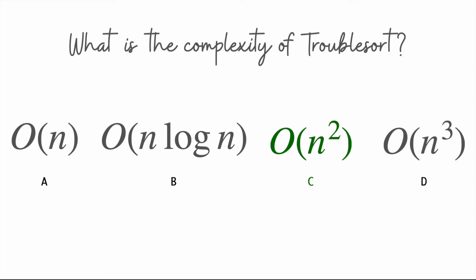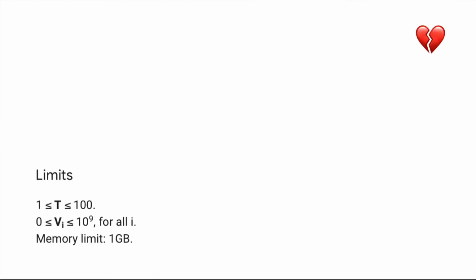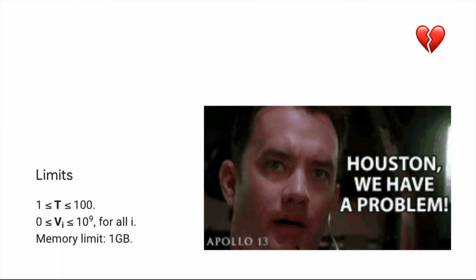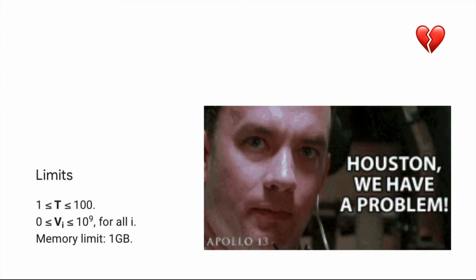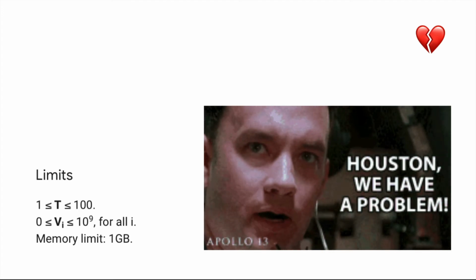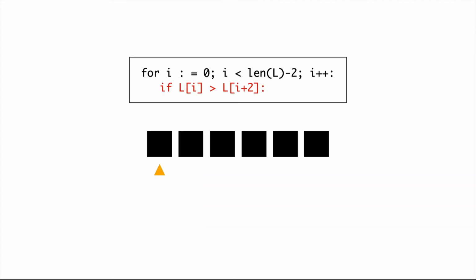So the question is, is this going to be a reasonable strategy for us? For this, we need to look at the limits of the problem. So it turns out that our arrays can have as many as 10 to the 9 elements. So an order n squared algorithm is not really going to work out. So we need a slightly different approach.